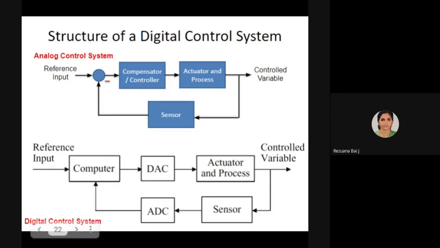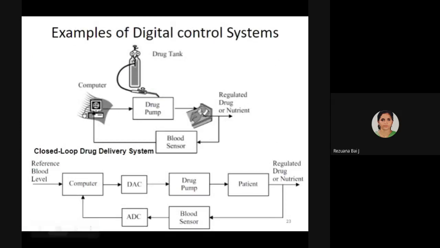This one is the block diagram representation of a digital control system. This is for the analog control system. This I have given as analog control, and this is digital control. Okay. Then some daily life examples I have shown.